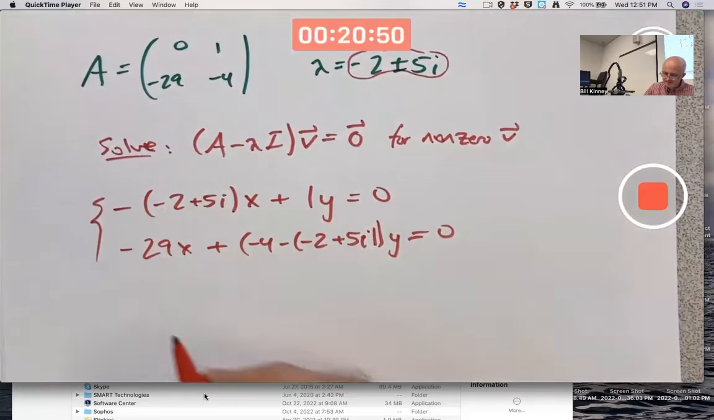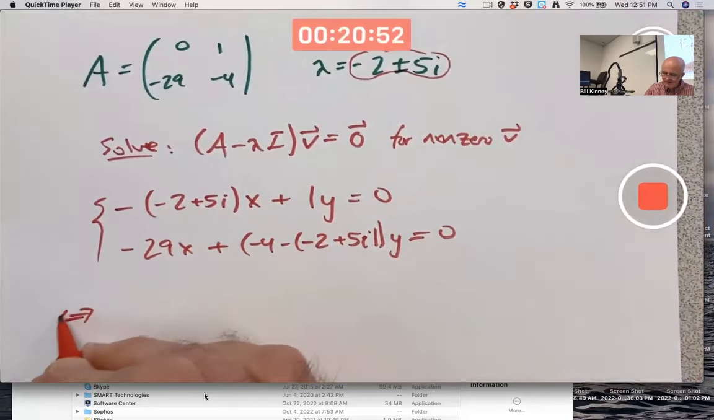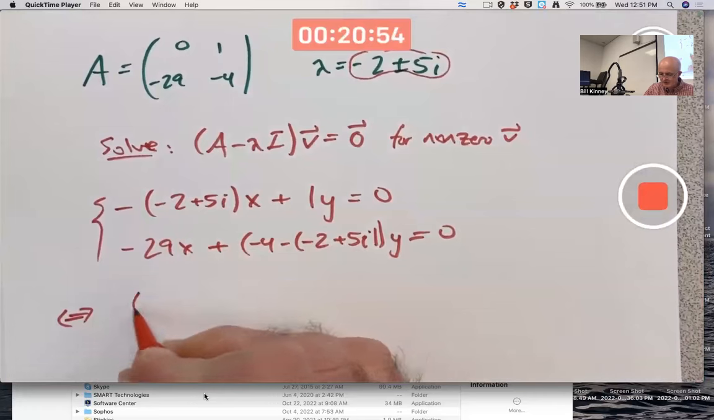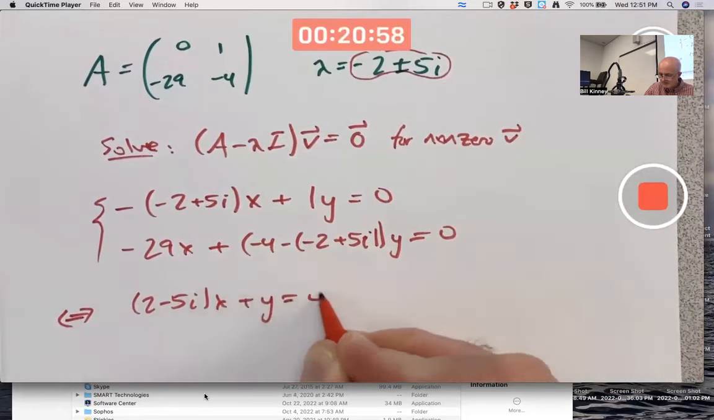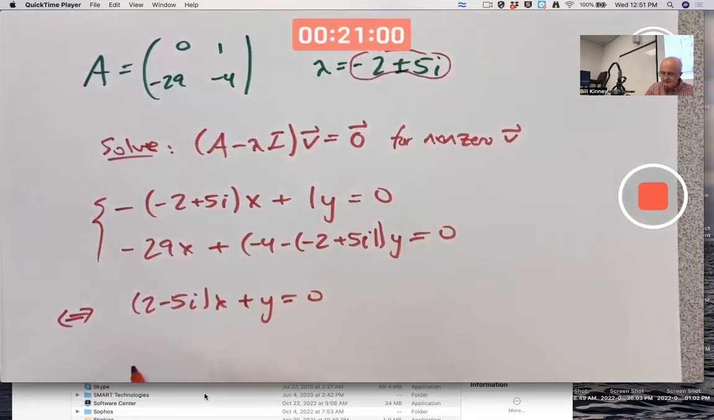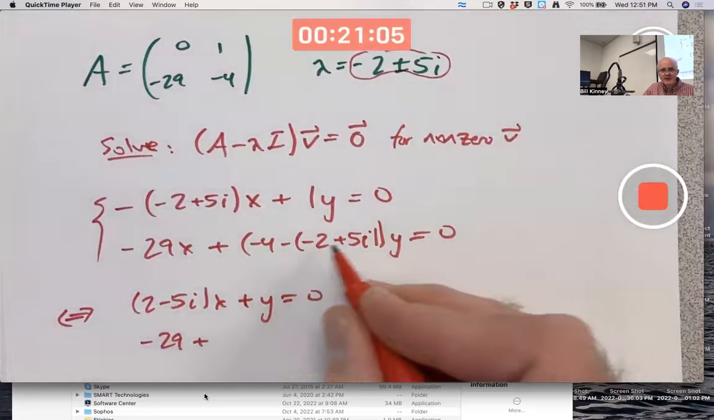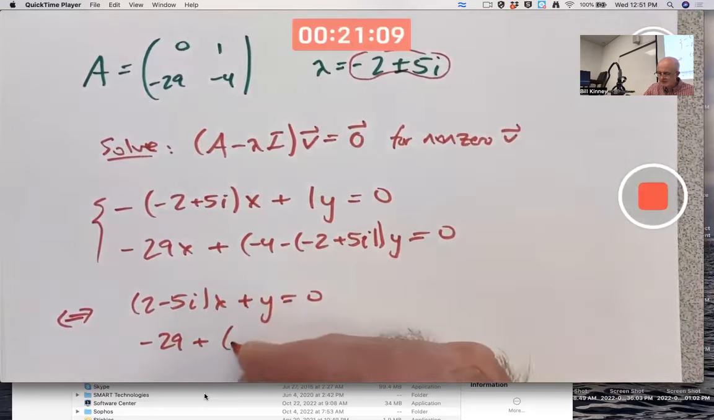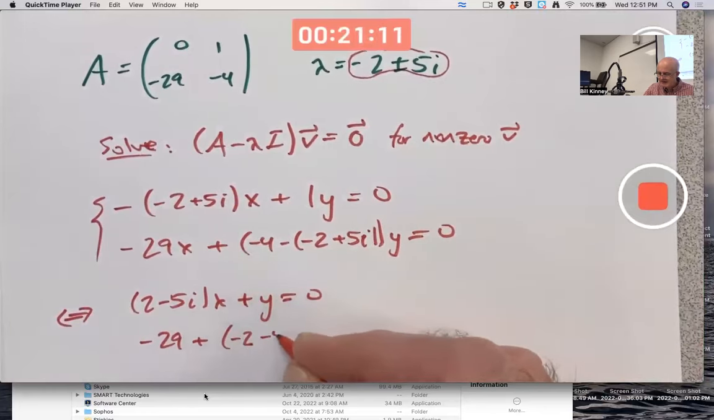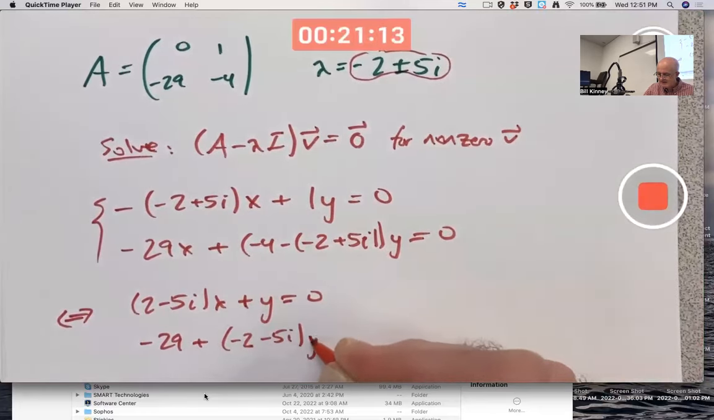Let's simplify them. Distribute the minus sign through and get 2 minus 5i times x plus y equals 0. And with the second one, it's negative 29x plus, if I simplify this, negative 4 minus negative 2 is negative 2, and a minus 5i times y equals 0.